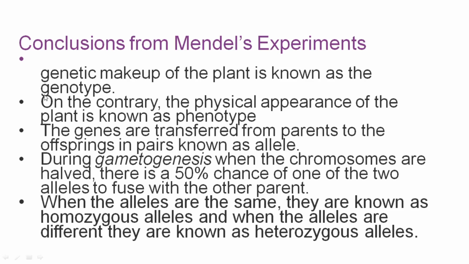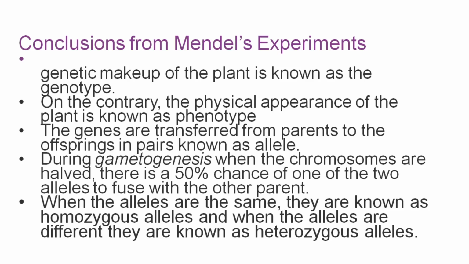The genetic makeup of the plant is known as the genotype. Genes have two alleles, capital T being one, and these are responsible for the trait, that means the phenotypic expression. On the contrary, the physical appearance of the plant is known as the phenotype. The physical characters which we can see with our eye are the physical appearance of the plant. This is the phenotype.